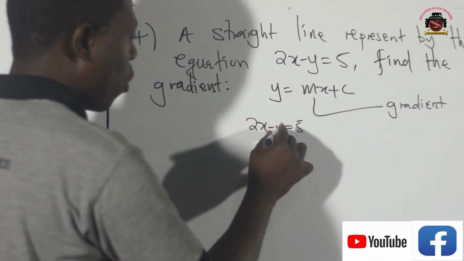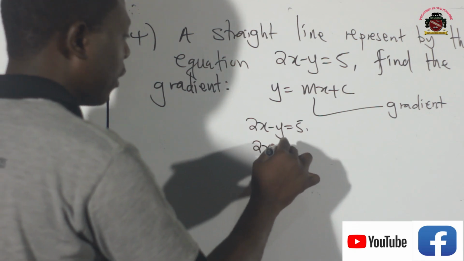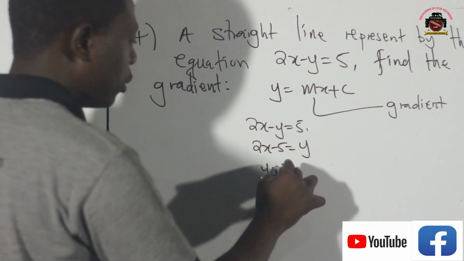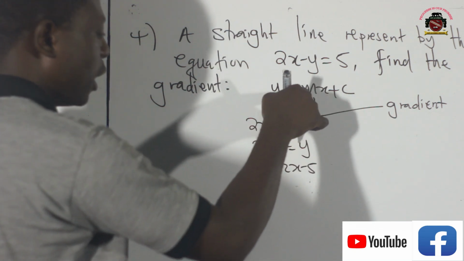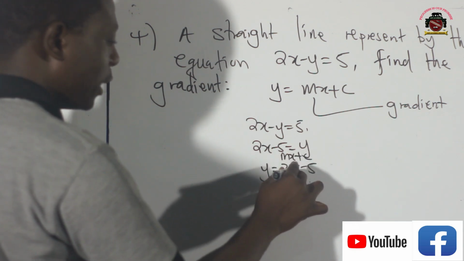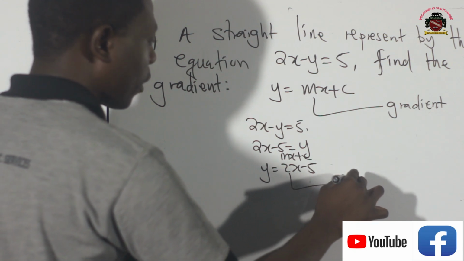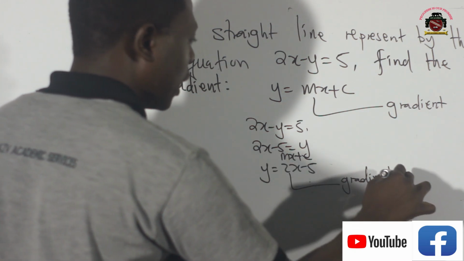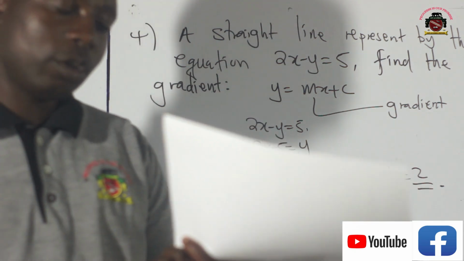Now what do we do? I'm going to take negative y to the other side. If I take negative y to the other side, what I have is 2x minus 5 is equal to y. Therefore y is equal to 2x minus 5. Remember the coefficient of x is the gradient, as in mx plus c. In this case our gradient is simply equal to 2.